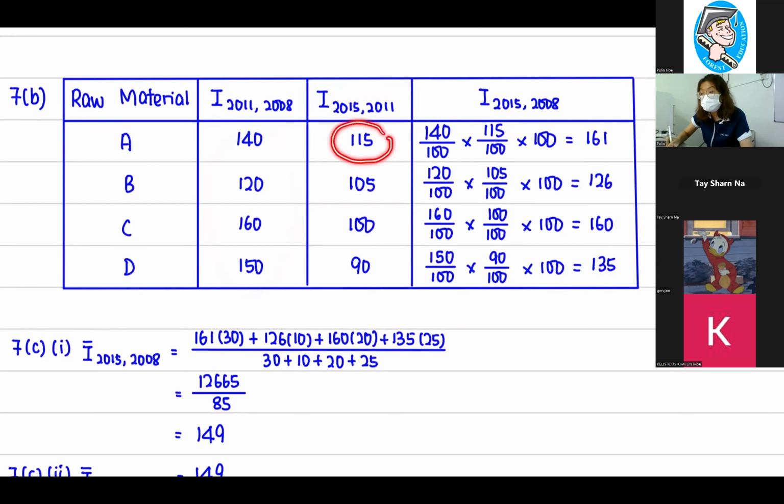15% increase, 115. 5% increase, 105. Unchanged, 100. Decrease 10%, 90. The question asks for what? 题目要什么？The price indices of all 4 raw materials. 它要 raw materials 的 in 2015 based on 2008. 所以是这一个。You also can write, okay, because this one I use another method.